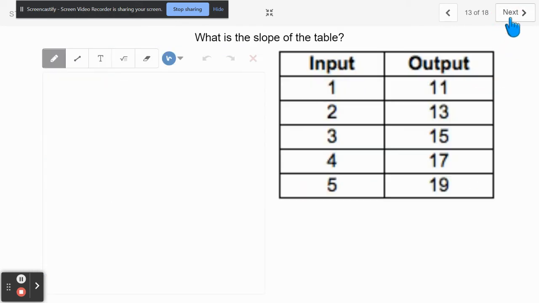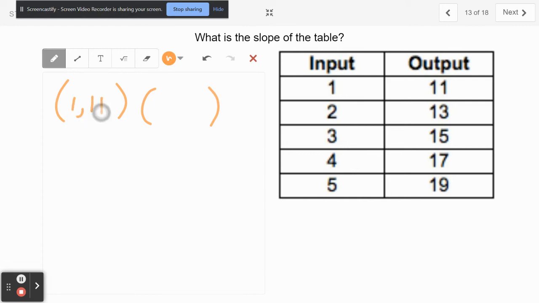Let's keep it going. All right, now what is the slope of the table? This is tough because you don't know where the x's and y's are, but I'll let you guys know this is the x here, the input, and the output is the y. So let's go ahead and write this out as 2 points. So pick any 2 points you want.